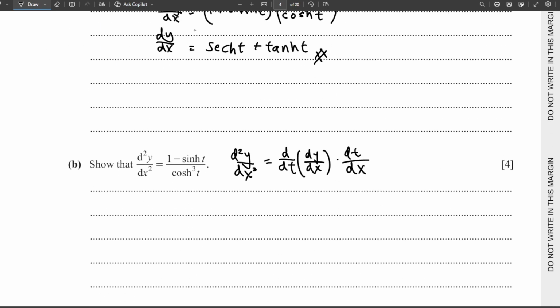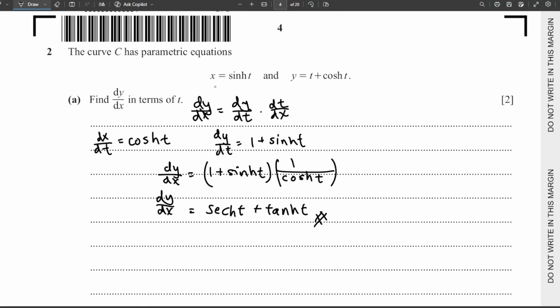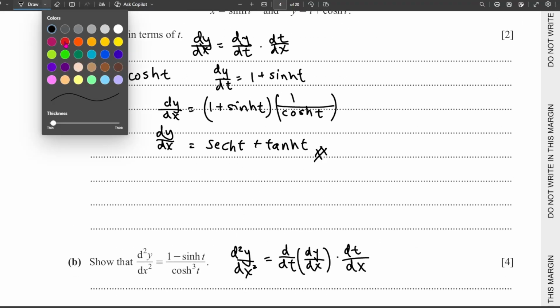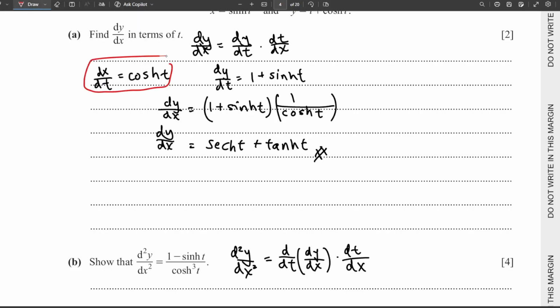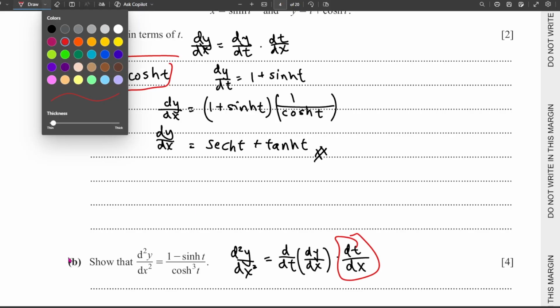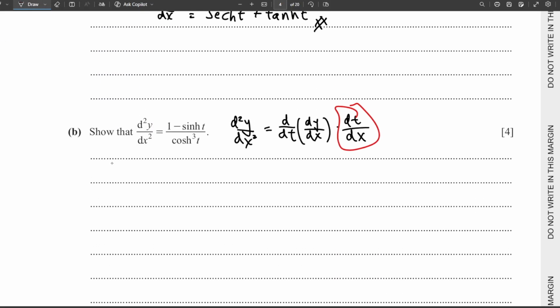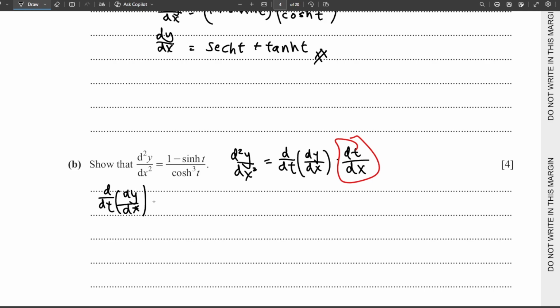So we have dx/dt, so we can just take the reciprocal. From part A, we have this one, so we don't need to find that again. We just have to take the derivative in terms of t of this dy/dx. So I'll just rewrite this, so it's clear that we're taking the derivative of dy/dx in terms of t, and here I'll rewrite this also.